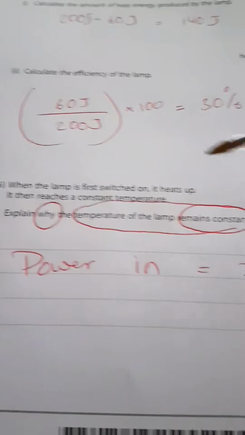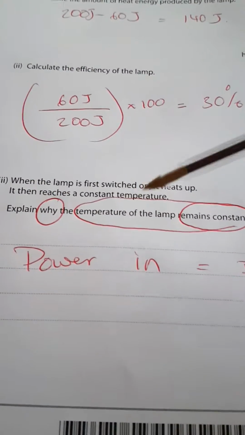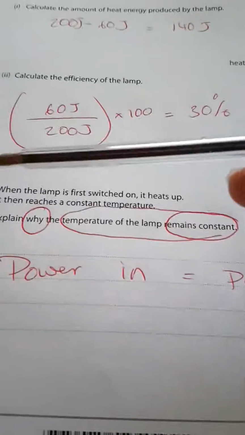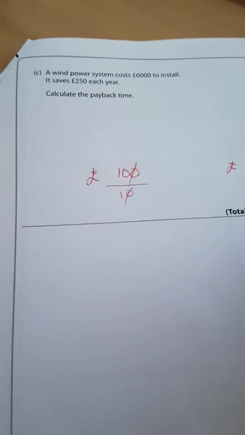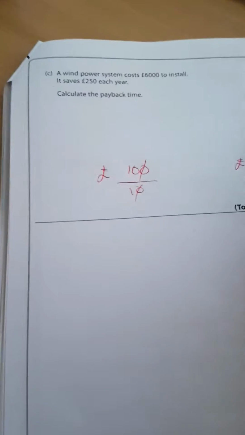Again, oh my days, the same question. Constant temperature, why? Because the amount of power going in to the bulb is the amount of power going out of the bulb. The amount of power going in is equal to the amount of power going out. Gives you a constant temperature. Unbelievable. So this is about payback time.